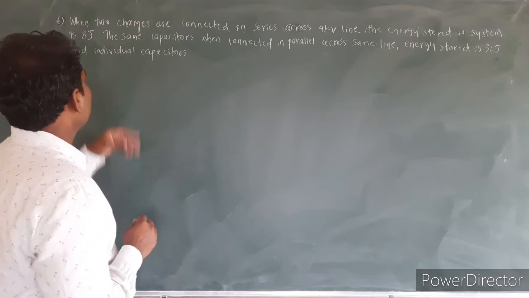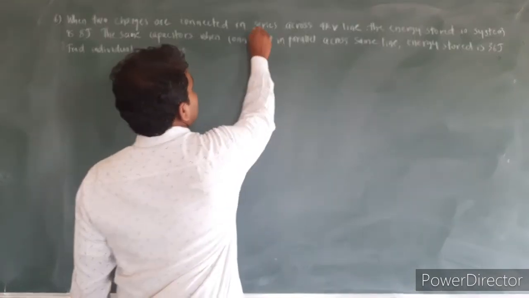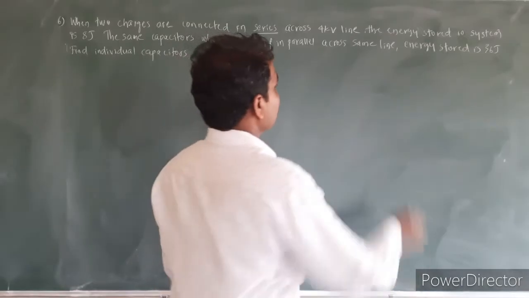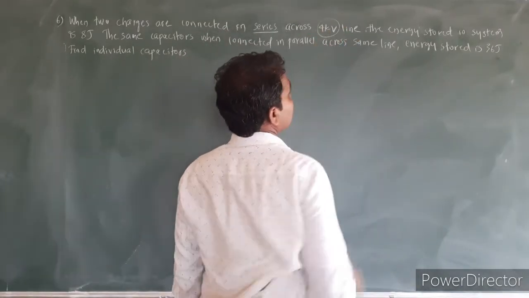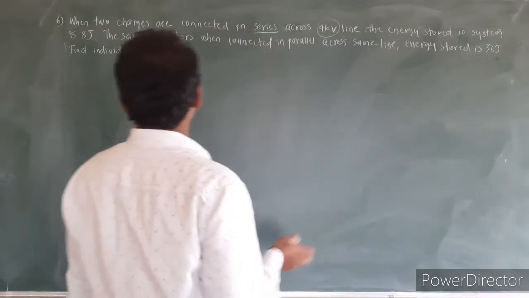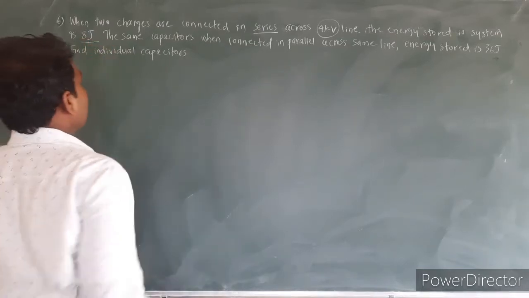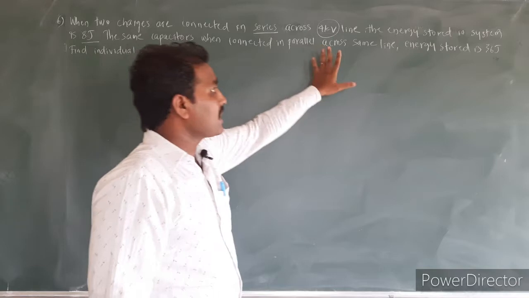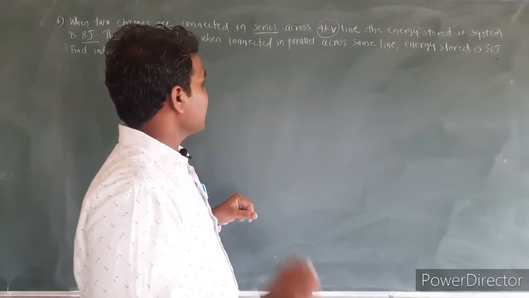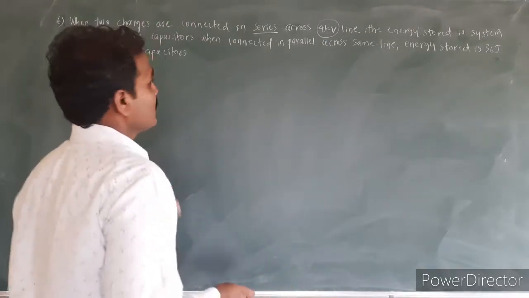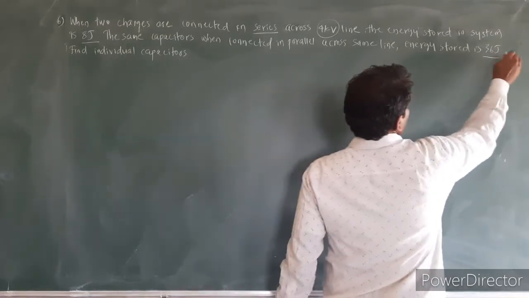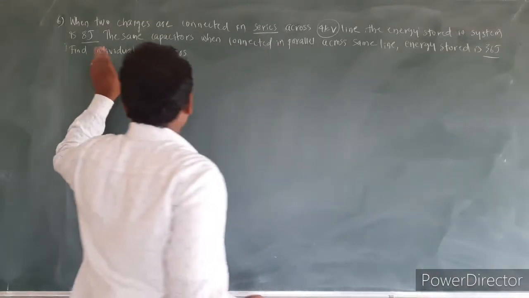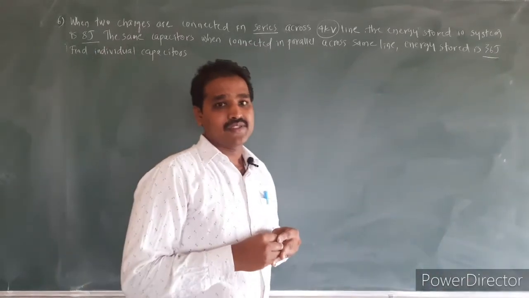They have given that when two capacitors are connected in a series combination across a 4 kilovolt line, the energy stored in the system is 8 joules. Okay, and when the same capacitors are connected in parallel combination across the same line, the energy stored is how much? 36 joules. Okay, find out the individual capacitors.